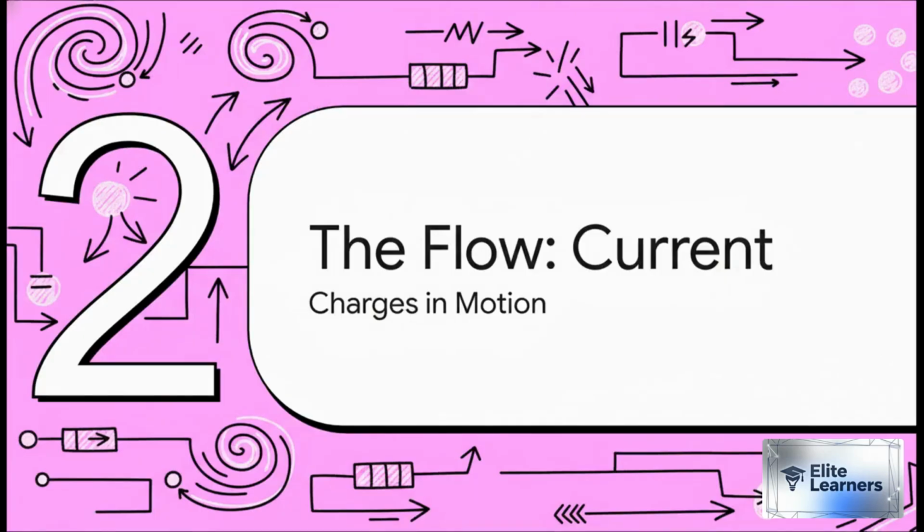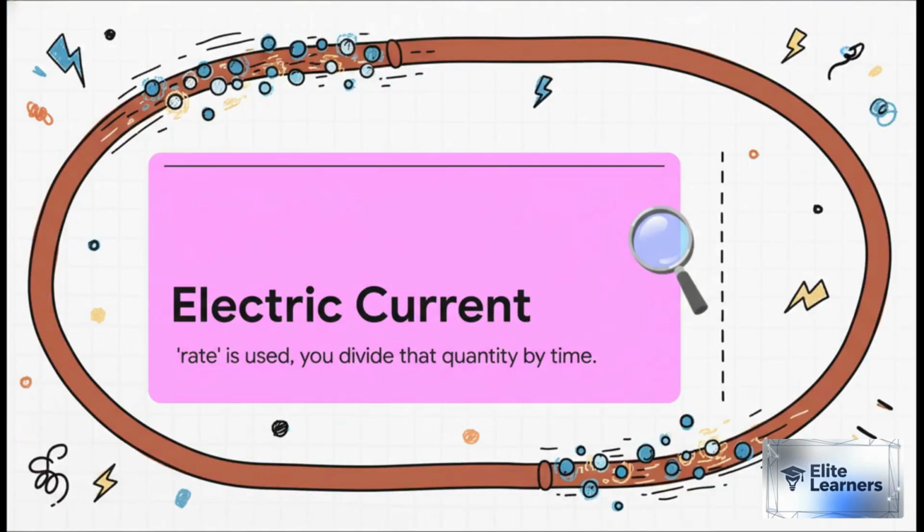Now, what happens when all these little individual charges stop just sitting around and start to get organized and move together? Well, that's when things get really useful. That group movement is what we call electric current. To put it really simply, current is just a stream of charges flowing through something like a copper wire. And it's not just about them moving, it's about the rate they're moving. You know, how many charges are passing a certain point in a certain amount of time.